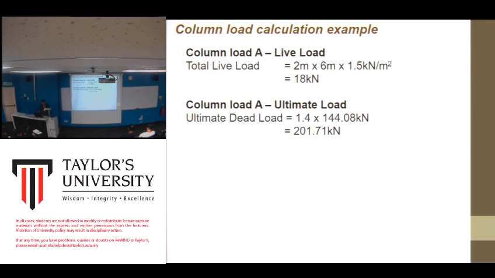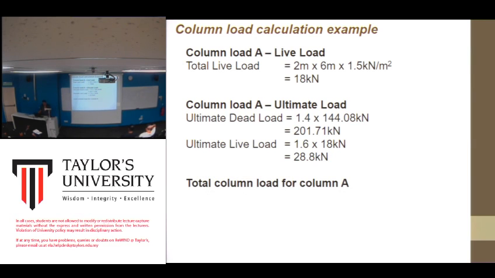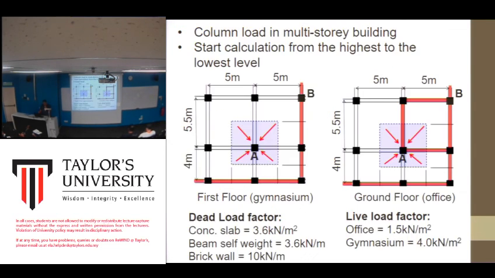Then the ultimate load, similar to beam. First you multiply the dead load, and then multiply the live load. So 1.4 and 1.6, that is the ultimate load factor, just like beams. Okay, so you total everything. So total column load for column A is 230.51. Okay, so basically that's what you need to calculate in your assignment.